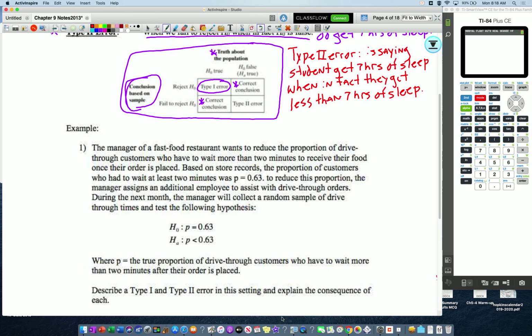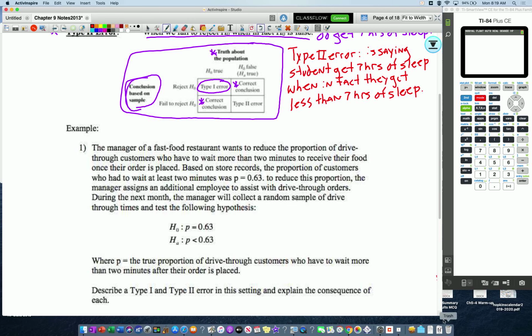The manager is hoping to collect a random sample and see if he could reduce this by adding an additional employee. Hence why the alternative is less than 0.63. So what you're asked to do is describe the type 1 and type 2 error in this setting, and then explain what the actual consequence of each is. It's important sometimes, and I know I didn't do it in the above one, to describe the consequences of making these errors in each setting.